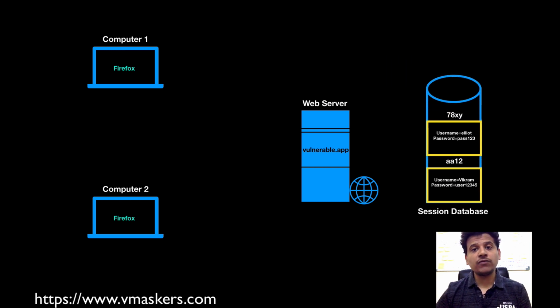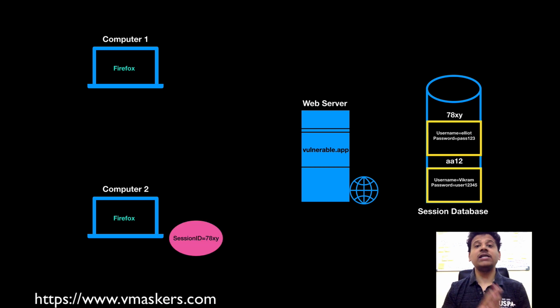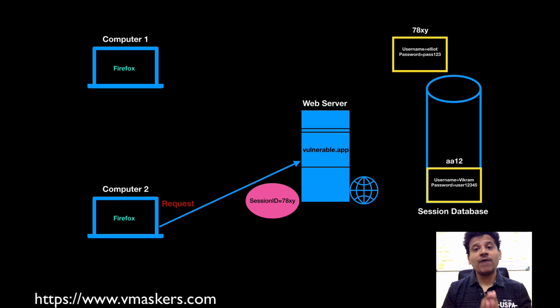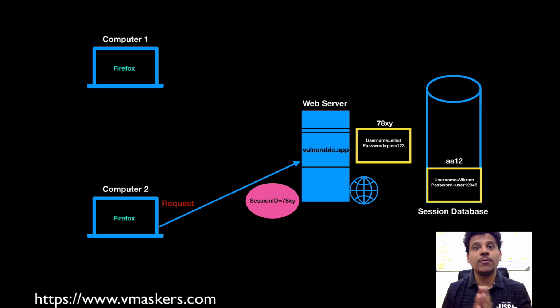After that, a second user wants to send a request to the web server. It has a session ID inside a cookie with value 78xy. So your browser sends that cookie with a request to the web server. After receiving the cookie, the web server matches the session ID's value with the session database. So as we can see, 78xy is inside the session database. So the server uses the values from the session ID for further processing.